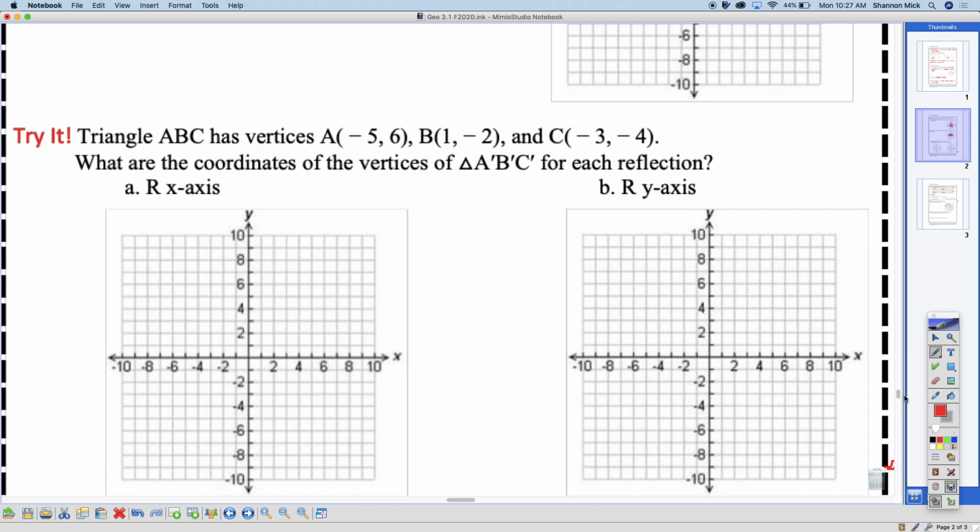So, x-axis, what do I do when it's the x-axis? Change the y, right? So my coordinates are going to be what? A prime is negative 5, negative 6. For B prime, what are my coordinates going to be? 1, 2. Opposite sign, correct? Then C prime is going to be negative 3, 4. So graph that. And if you want to put both of them on there, you can.